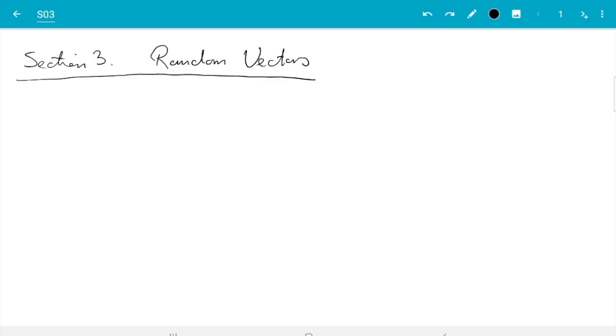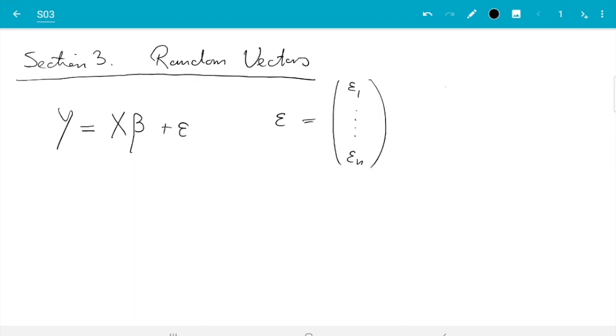Good, now I'll split this into three parts, one for each topic, and we'll start straight away with expectations. So let us see what we need here. Our model is y equals x beta plus epsilon, and for a statistical model, we need random errors. So epsilon is the vector epsilon 1 up to epsilon n. And the epsilon i we assume here are normally distributed with mean 0 and variance sigma squared. We also assume the epsilon i independent. So epsilon i IID. And IID is short for independent and identically distributed.